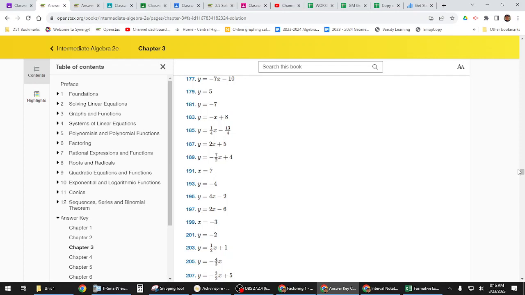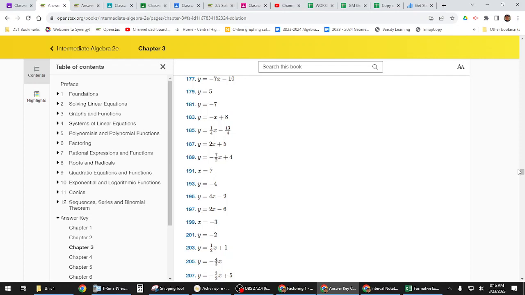Okay. This is where you are writing equations. So 183, y equals negative x plus 8. If you have a negative 1x, is that wrong? No, that's fine. 185, y equals 1/4 x minus 13/4. If you need me to tell you decimals, let me know. 187, y equals 2x plus 5. 189, y equals negative 7 halves x plus 4.